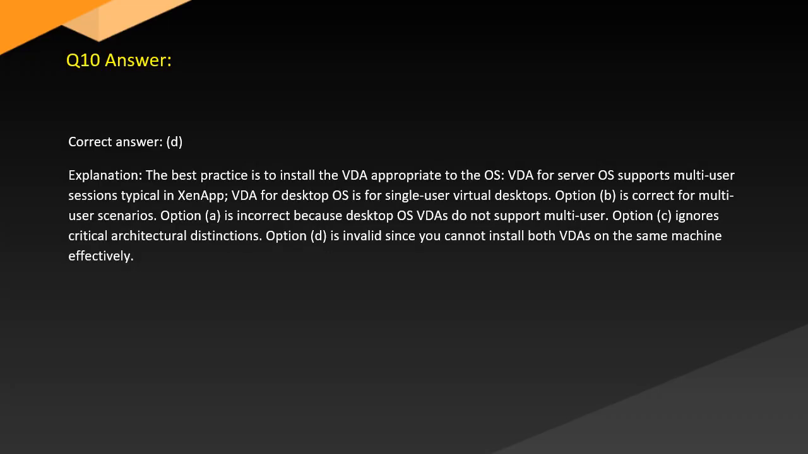Answer. Correct answer, D. Explanation. The best practice is to install the VDA appropriate to the OS. VDA for Server OS supports multi-user sessions typical in XenApp. VDA for Desktop OS is for single-user virtual desktops. Option B is correct for multi-user scenarios. Option A is incorrect because Desktop OS VDAs do not support multi-user. Option C ignores critical architectural distinctions. Option D is invalid since you cannot install both VDAs on the same machine effectively.